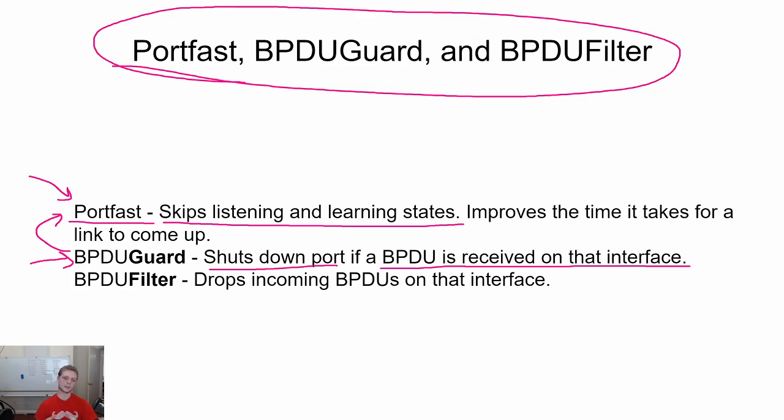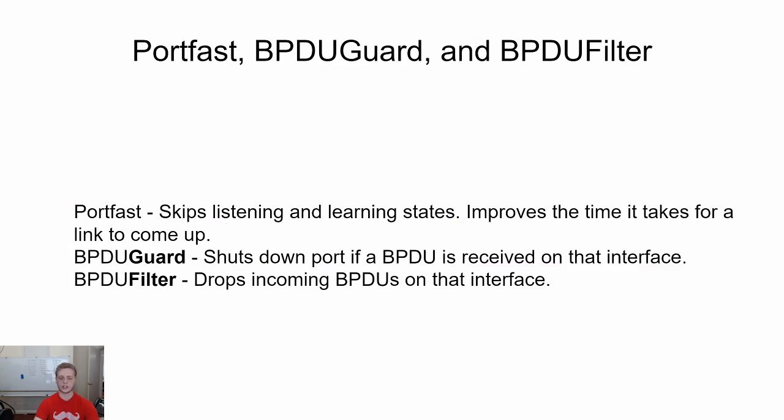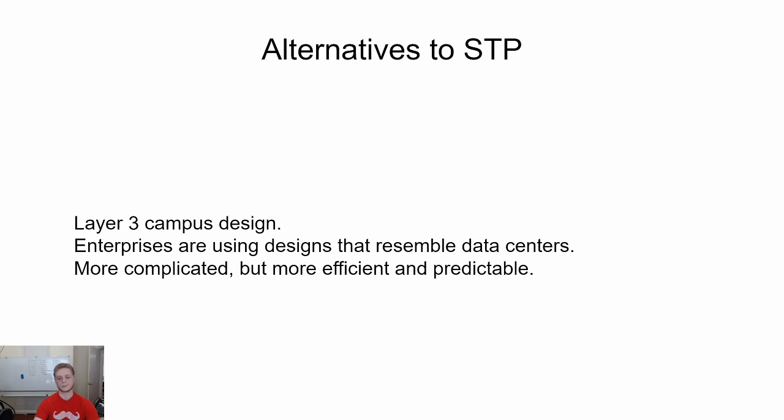Now, BPDU filter should only be used in very specific situations. BPDU filter will drop incoming BPDUs on that interface, but will not disable the interface. So if there is a switch on that interface, it won't disable the port, but it will just ignore any spanning tree information coming from that port. This may be useful if you're working with another organization and you're connecting, but otherwise it is usually a bad sign. You usually don't want to set that up.